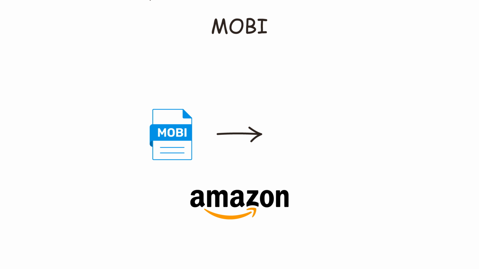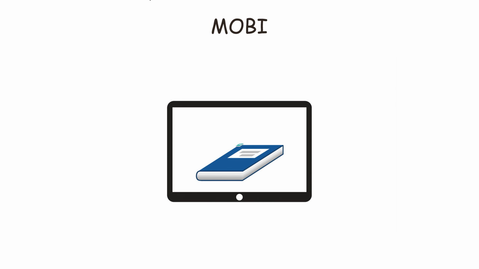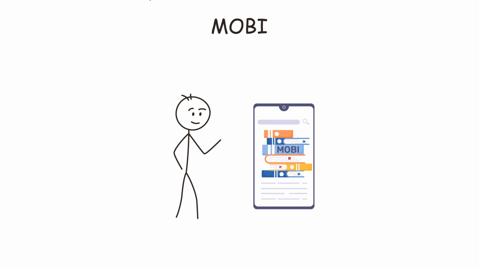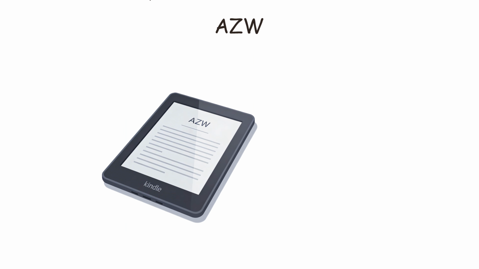However, MOBI is now mostly outdated. Amazon has gradually replaced it with newer formats like AZW and AZW3. And today, Kindle systems usually convert EPUB files automatically. You may still see MOBI files in older digital libraries or archived book collections, but it is no longer the standard.